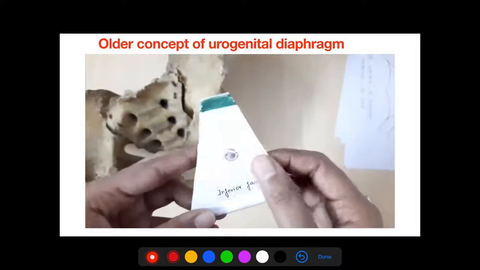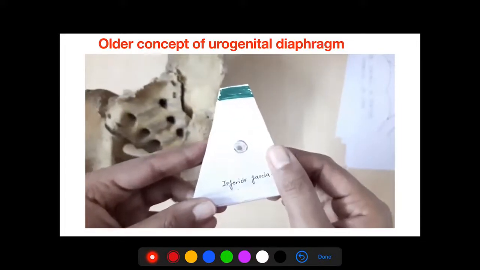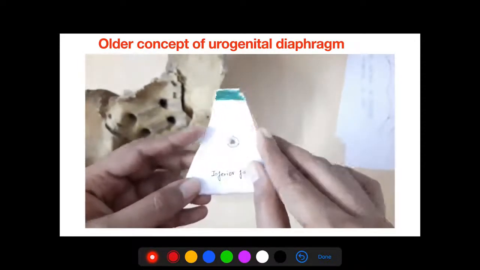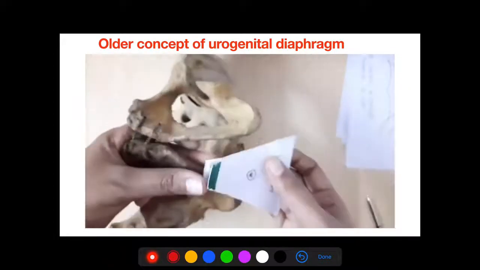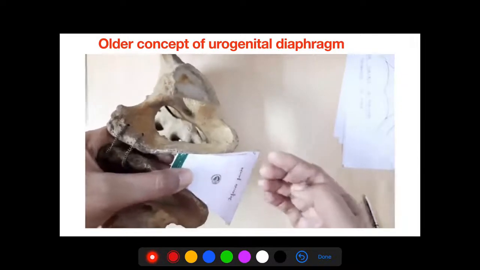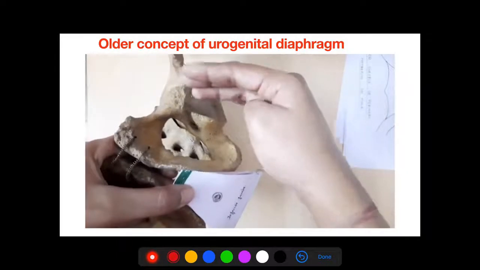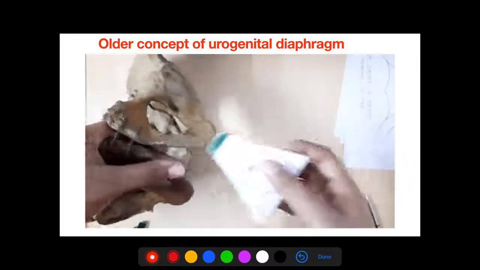So this is the inferior fascia, or we can say perineal membrane, or we can say triangular ligament, or superficial fascia. So why is this inferior fascia known as superficial fascia? Because we always approach the perineum from down to up. That's why this inferior fascia is known as superficial fascia.